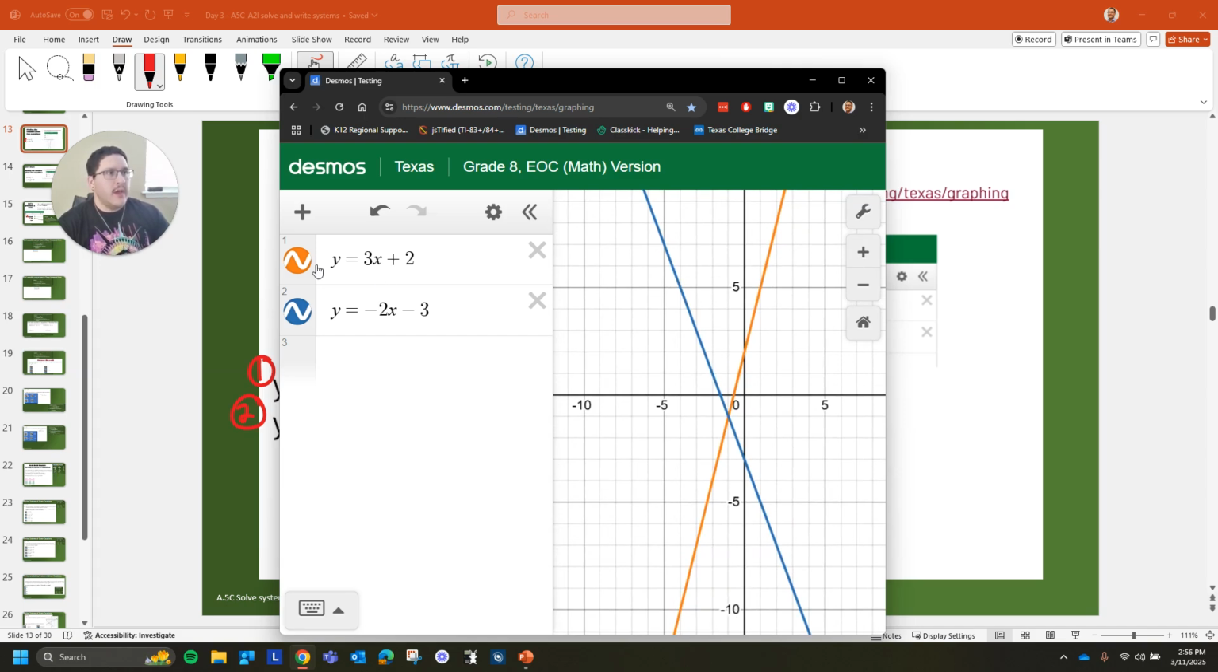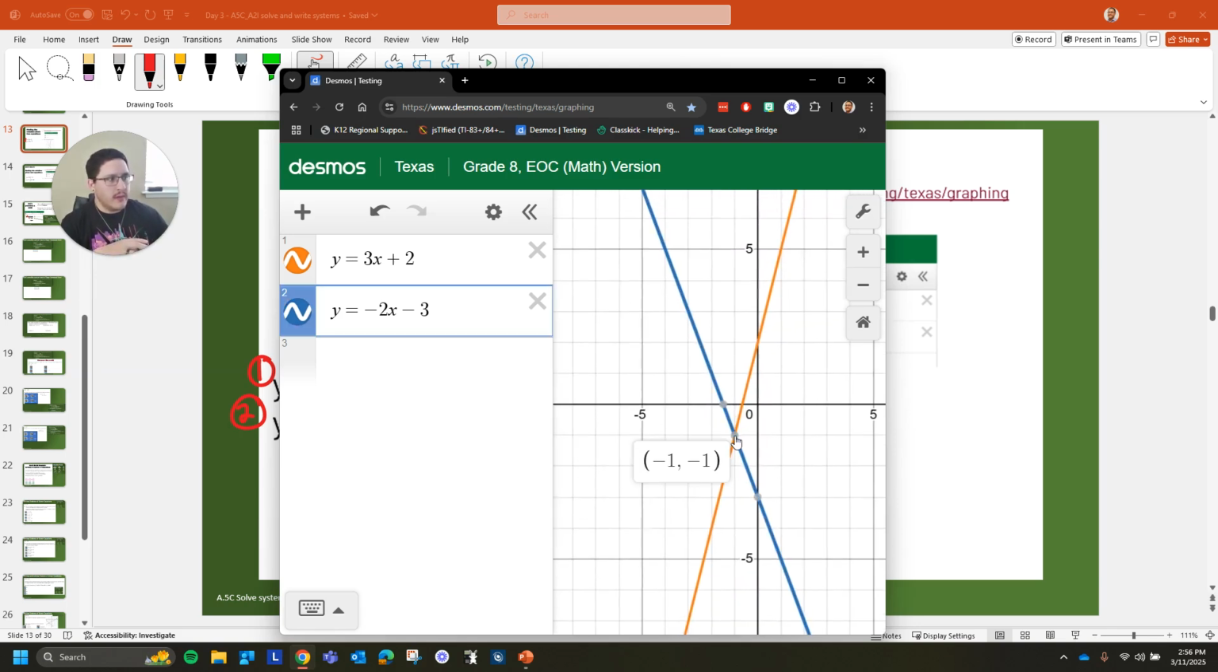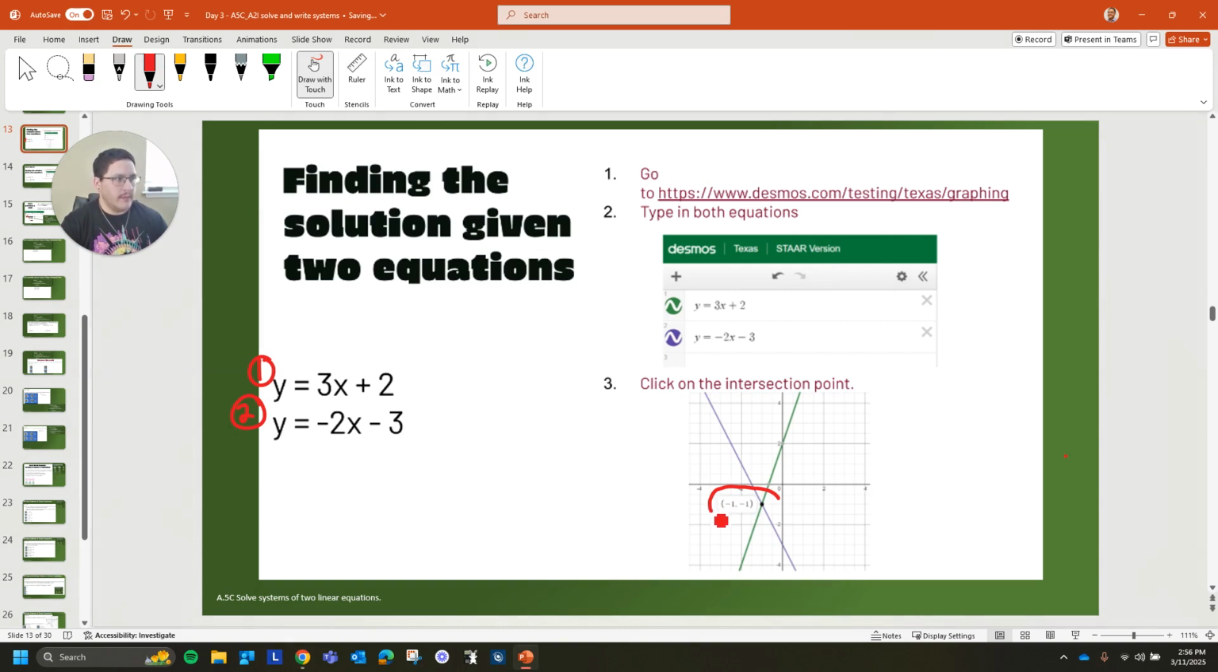Okay. But anyways, we graphed our two equations for our system, and to get the solution, all we do is click on one of these lines and then look for the point where they intersect. So our solution for the system is -1, -1. Right here.